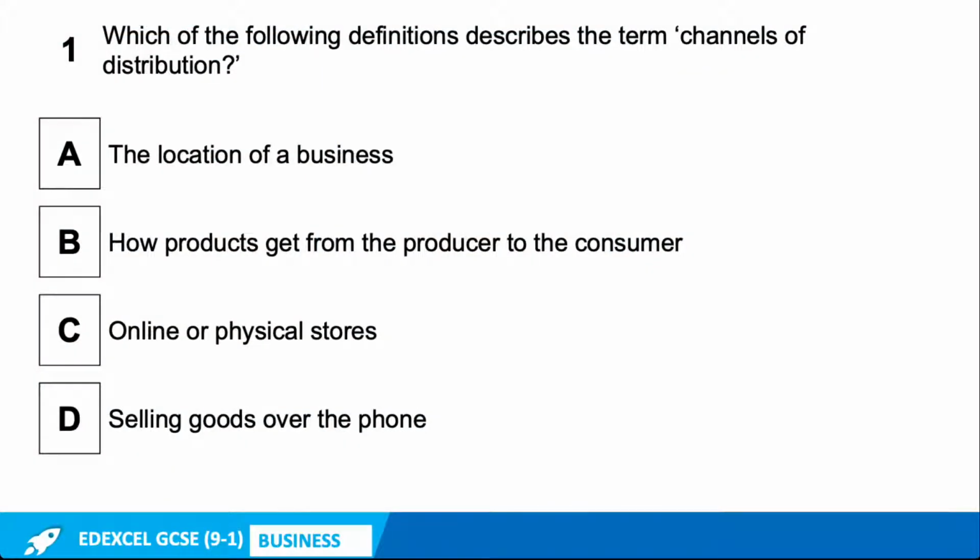Great stuff. Good afternoon. So we're going to start with some multiple choice questions. And the first question is on the screen. Which of the following definitions describes the term channels of distribution? Is it the location of a business? Is it how products get from the producer to the consumer? Is it online or physical stores? Or is it selling goods over the phone?